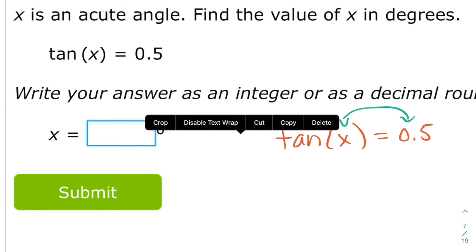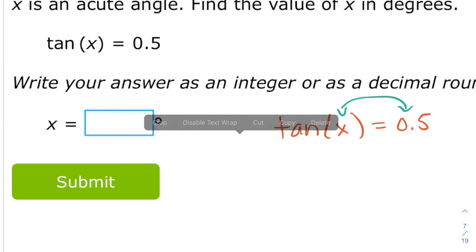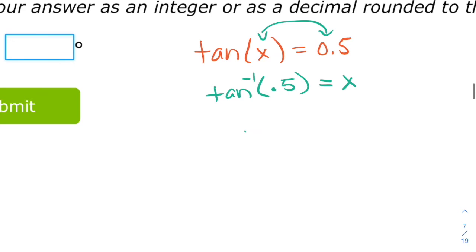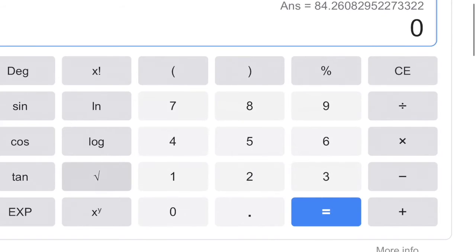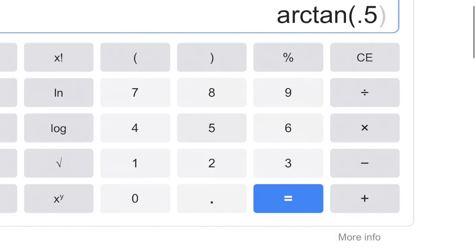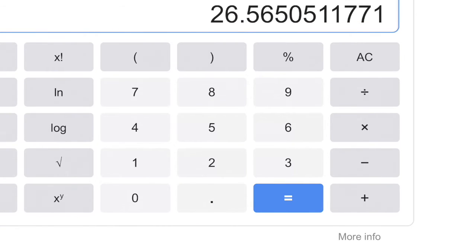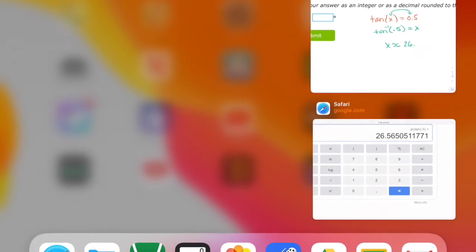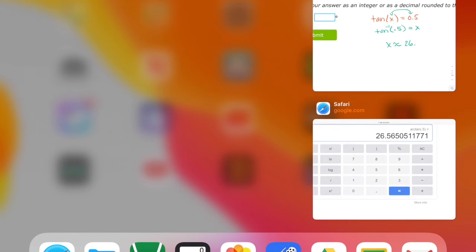The inverse tangent of 0.5 equals x. So x approximately equals, so I'm going to arc tangent, inverse tangent of 0.5, and I get 26.565. 26 point, what was it? 26.5650.